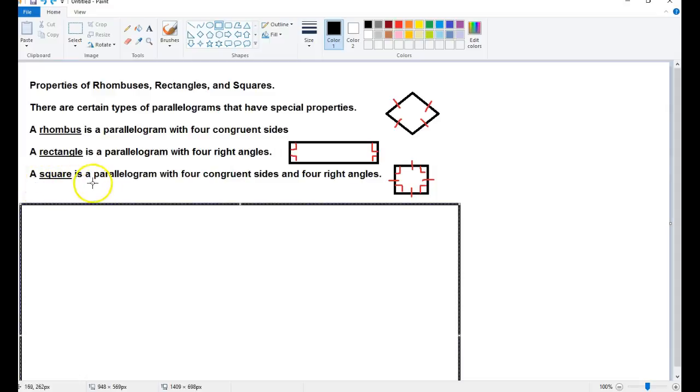A square is a parallelogram with four congruent sides and four right angles. So you guys all know what a square is. So this is kind of like a combination. A square is basically a combination of a rhombus and a rectangle.